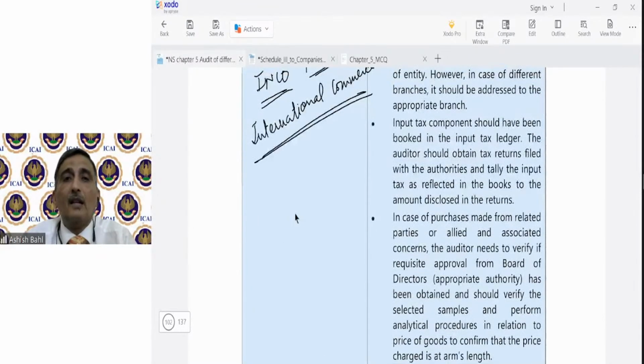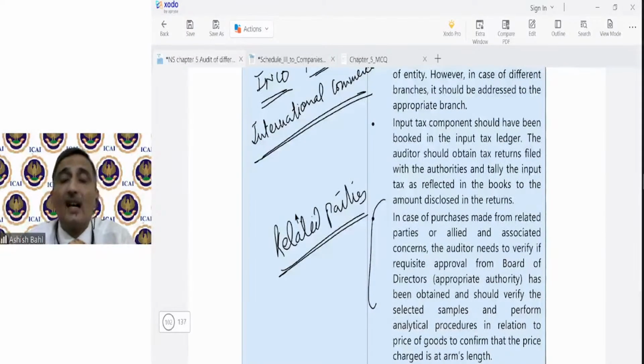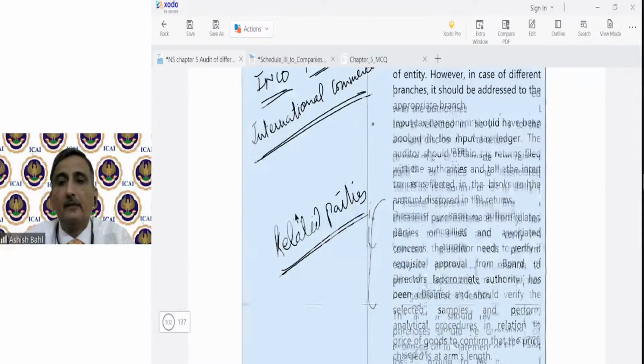So again, if purchases are from related parties, this point also fits everywhere. These have to be disclosed, and extra care has to be taken by the auditor in respect of purchases from related parties, whether such purchases have been carried out at arm's length price.